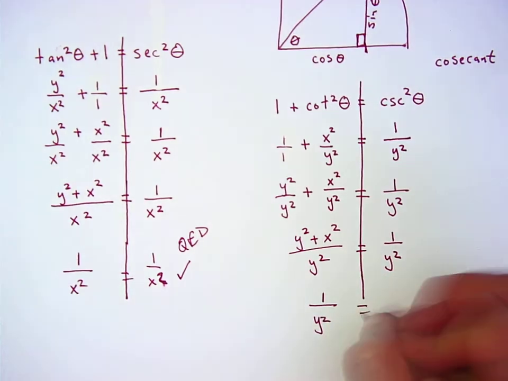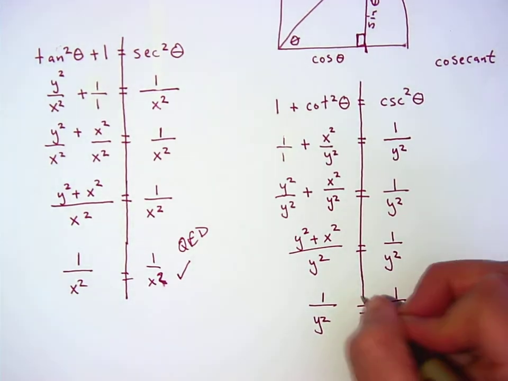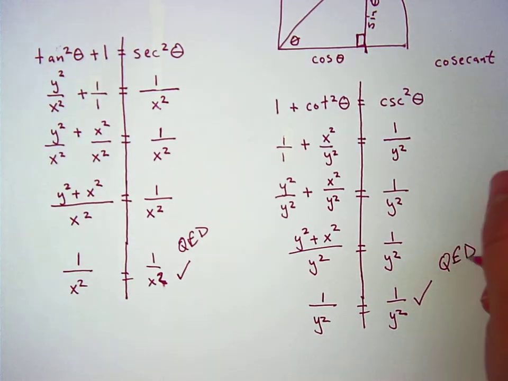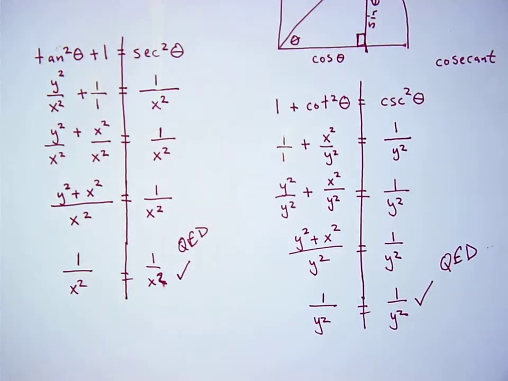y squared equals 1 over y squared. Congratulations, Kyle. Go ahead and say QED and push your glasses up. QED. Nice. Well done. See, it happened. Barely.